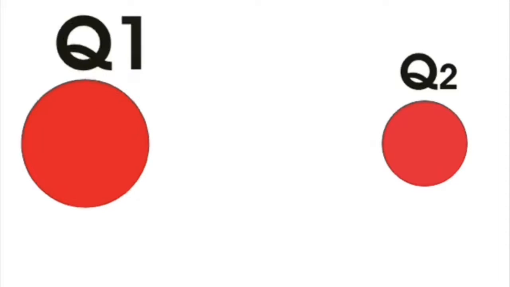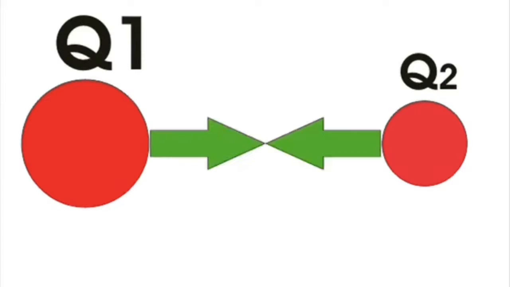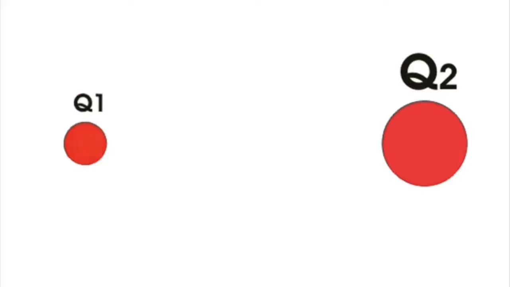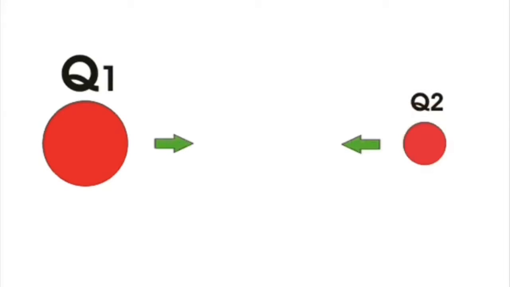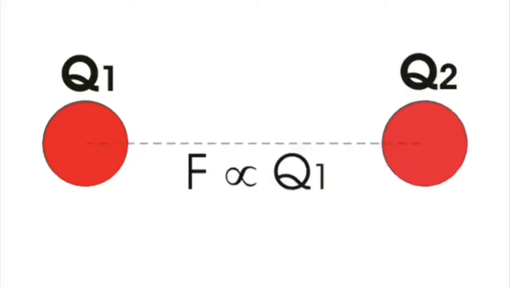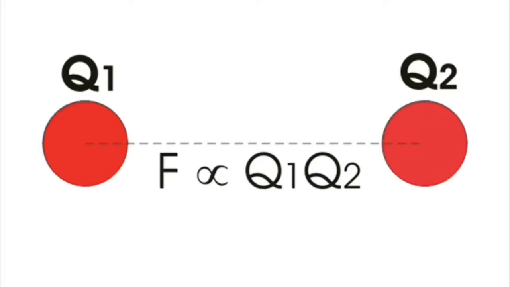If we increase the charge Q1 keeping Q2 unchanged, the force obviously increases. If we decrease the charge Q1 keeping Q2 unchanged, the force obviously decreases. According to Coulomb's law, the force F between them is directly proportional to either Q1 or Q2. In other words, F is proportional to the product of Q1 and Q2.